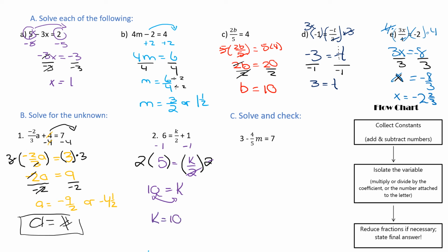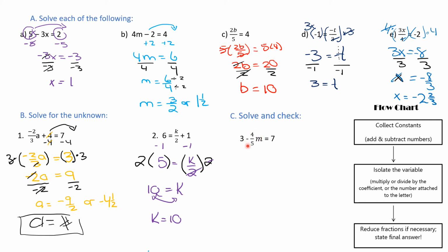Our last question, the only difference here is it says solve and check. So I'm going to solve it just like I have before, but I'm going to do one extra thing here. Okay, collect constants. I've got a 3 that's a constant because it has no letter with it, and I have a 7 that is a constant. How do I decide where to collect them? Where do I bring them together?